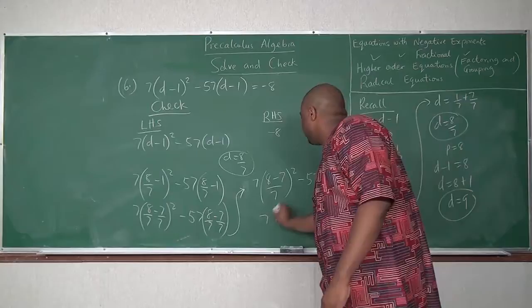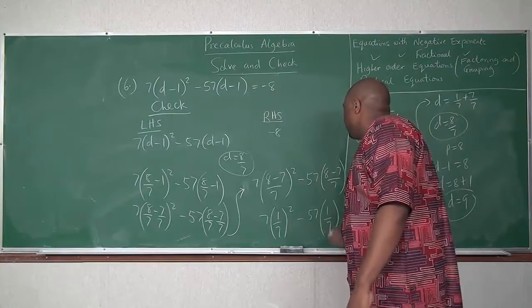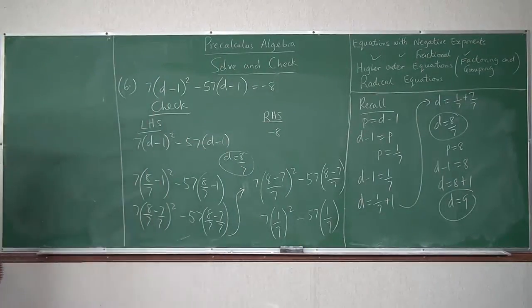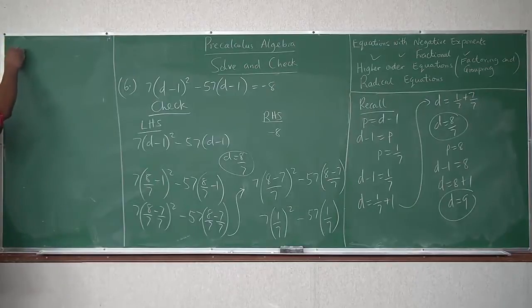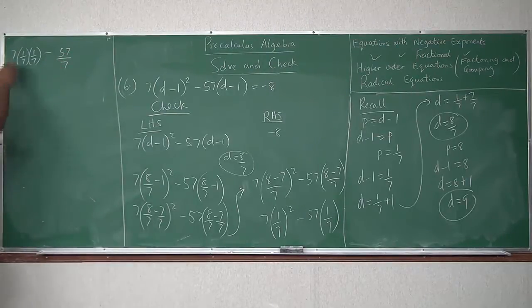So this is 7 times (1 over 7) all squared minus 57 times 1 over 7. Fractions. You remember fractions. Do you like fractions? Yes, you do. So this means 7 times 1 over 7 times 1 over 7. That is what it means. Minus 57 over 7. Are you with me? So this is a 7, this cancels this part, because this is multiplication. Now you have 1 over 7 minus 57 over 7. So that is 1 minus 57 all over 7, because they have the same denominator.